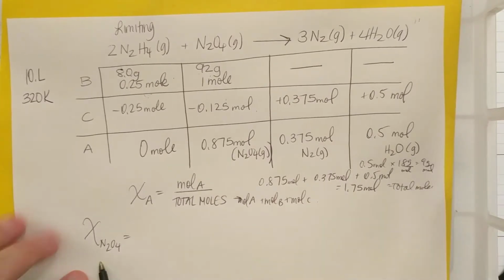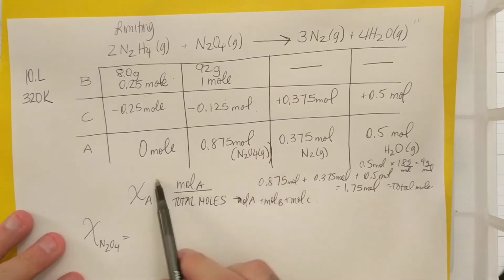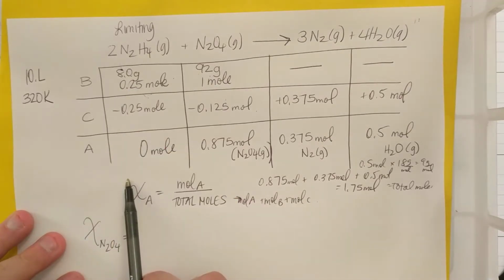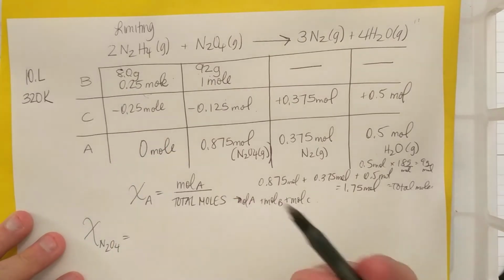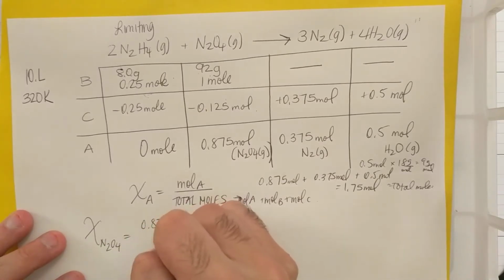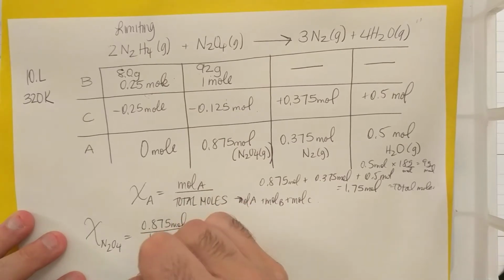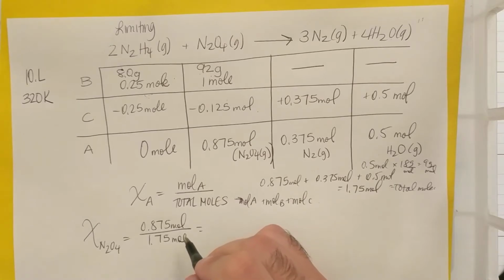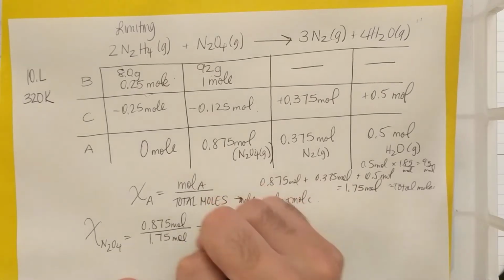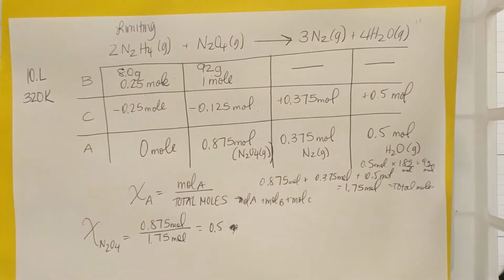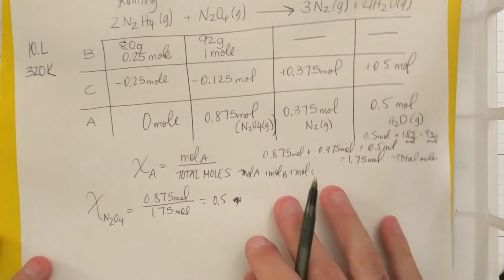Now, for my mole fraction of N2O4, I just do moles of N2O4 divided by 1.75. I'm not going to do it for N2H4 because there's none left, so its mole fraction is 0. So I'm going to do 0.875 moles divided by 1.75 moles, and that's equal to 0.5. The mole fraction is unitless, because the moles cancel out. So my mole fraction of N2O4 is 0.5.